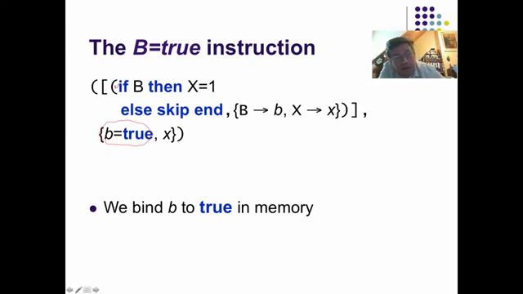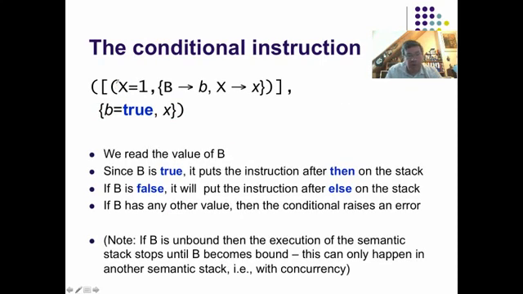What this one will do is take the if off the stack, and then it will do the conditional. The conditional will read the value of b. This corresponds to variable little b. Since little b is equal to true, this will put the instruction after the then on the stack. That's the x equal 1. Now let me explain what would have happened if b had had another value. If b had been false, it would have put the instruction after the else on the stack. That would have been a skip.